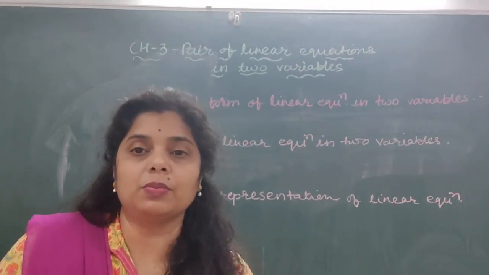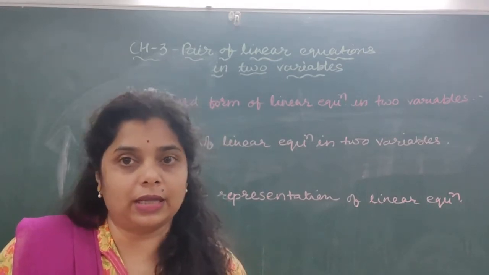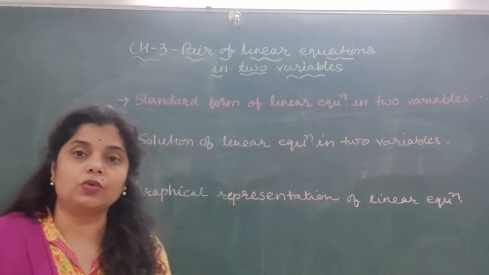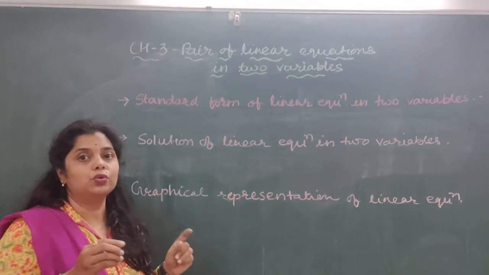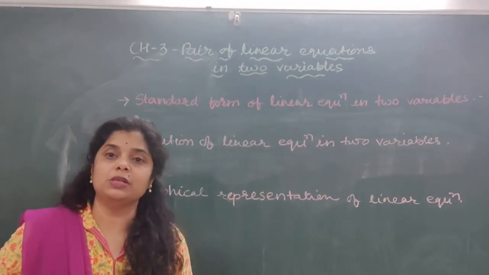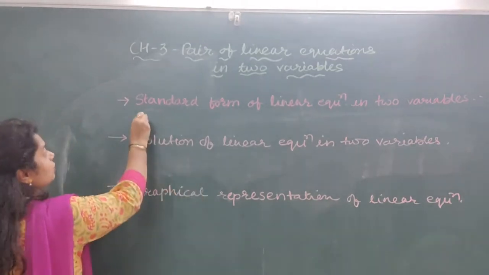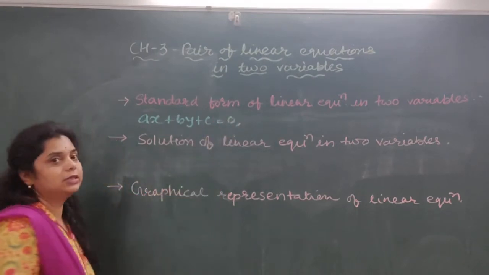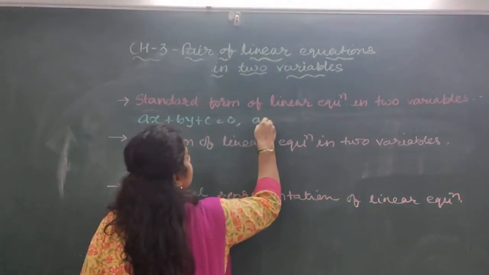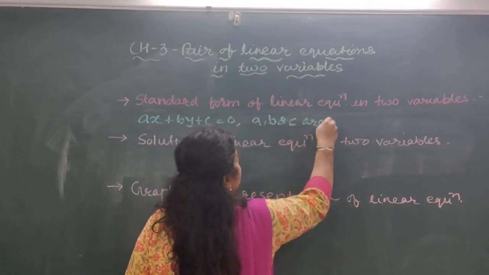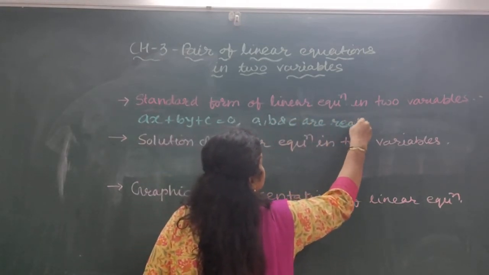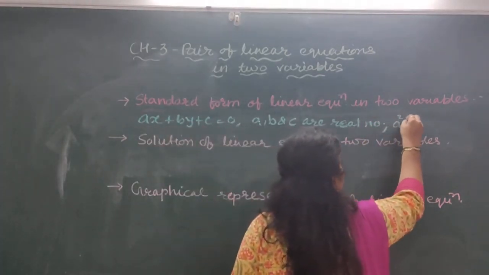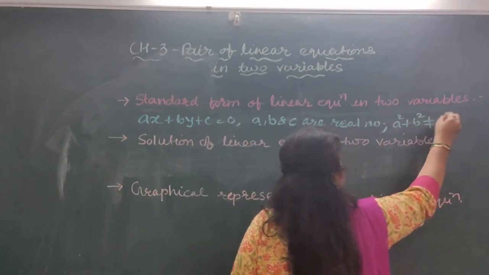Okay, so let's recall some points which you already studied in 9th standard. Let's start with the standard form of a linear equation. So what is the standard form of linear equation in two variables? As I told you, variable means which can vary. So its standard form is ax plus by plus c is equal to 0, where a, b and c are real numbers, and the must condition is a square plus b square is not equal to 0.